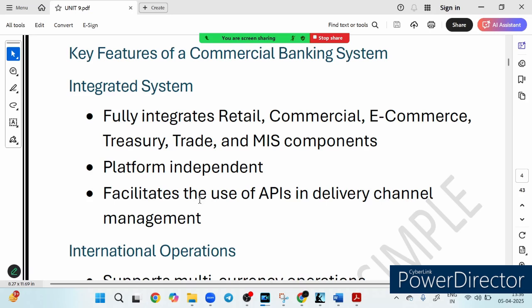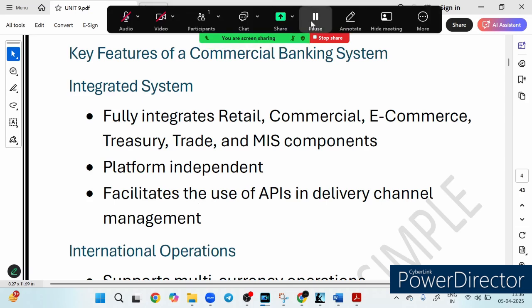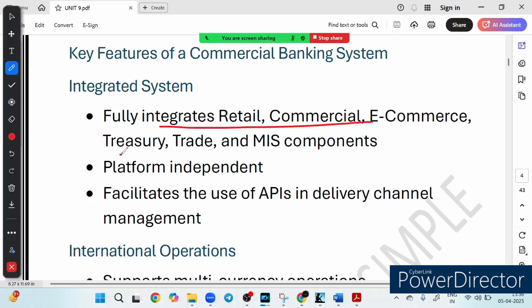Have you ever wondered what goes on behind the scenes in a commercial banking digital brain? Let's decode the future of the commercial banking system. Modern banking software does not work in silos, in isolation, anymore. It connects everything, whether it is retail banking, business banking, online payment, treasury operation, international trade, even internal reporting like MIS. All of them are interrelated. Think of this like one single app that handles everything from a savings account to a stock trade.